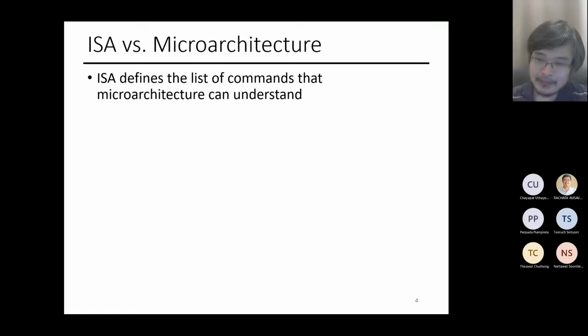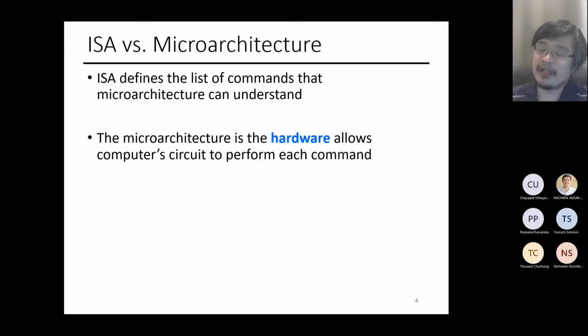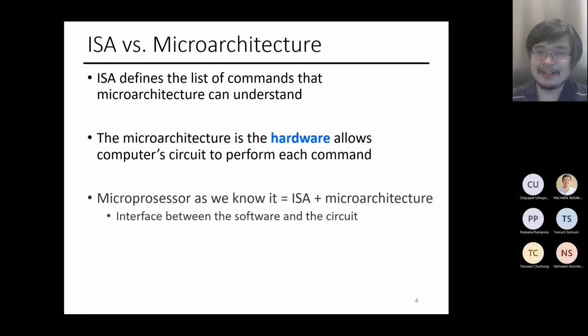If I want to write a program on a chip, I can issue all these commands, which also means that the hardware, the microarchitecture, has to implement the commands in the circuit. This is a physical thing and has to implement the command, right? So the microprocessors that we use are ISA plus microarchitecture. It's the interface between the software and the circuit.